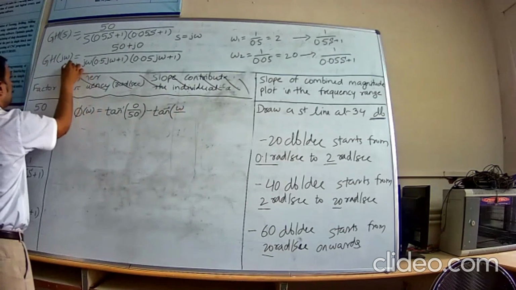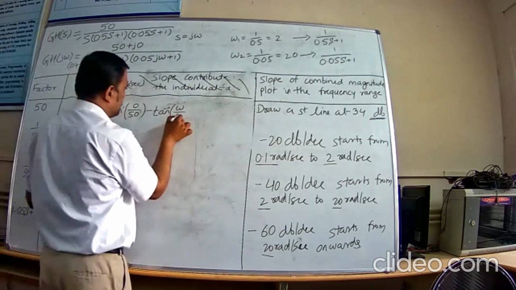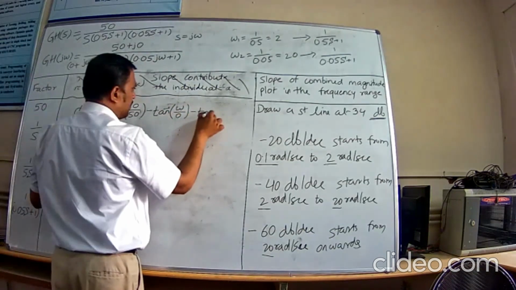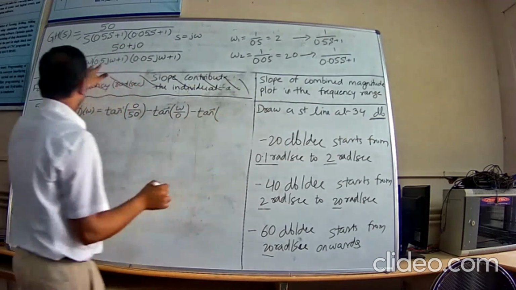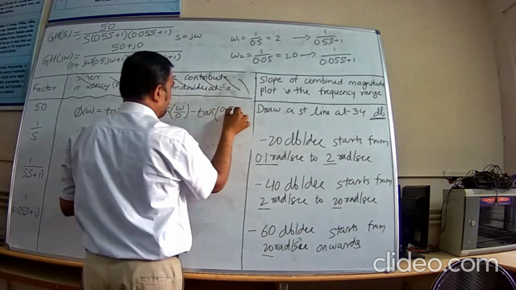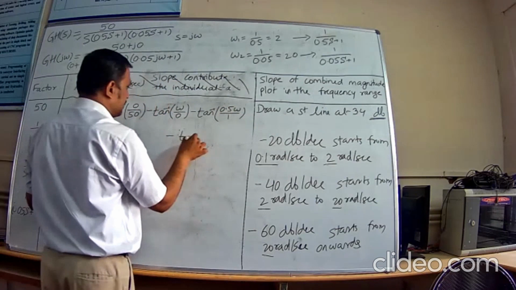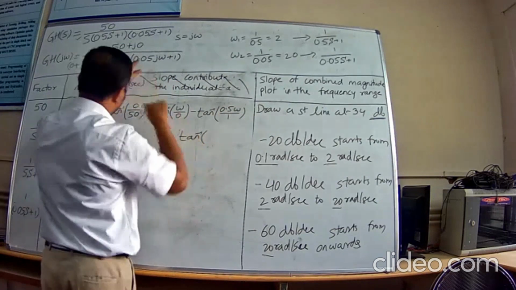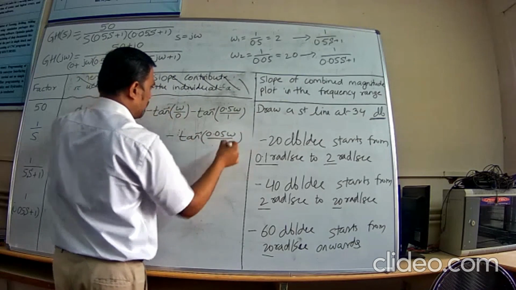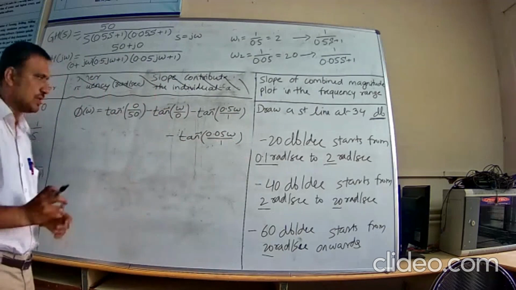Here there is no real part. We can write this one as 0 plus j omega. There is no real part, hence we can write 0 here. Minus, next the third factor, tan inverse of 0.5 into omega divided by 1. Next, minus tan inverse of 0.05 into omega divided by 1. Okay, we are calling this the phase angle equation.